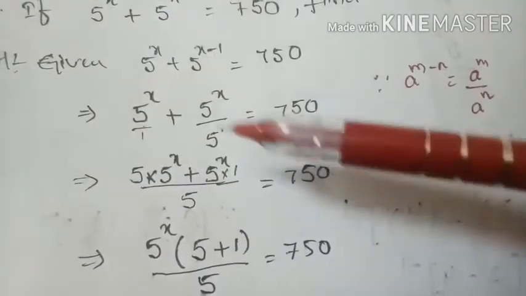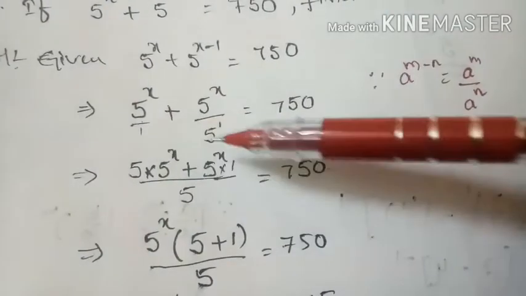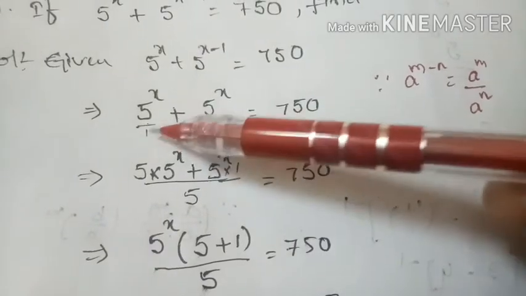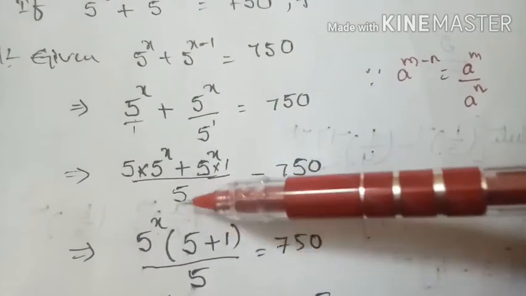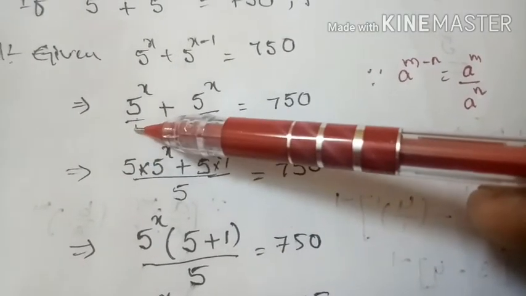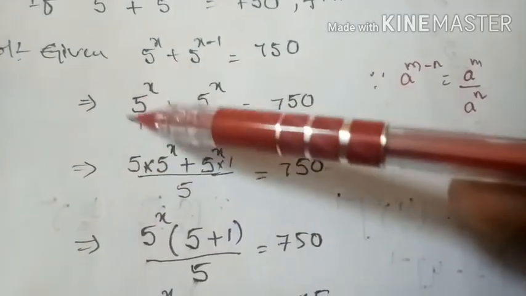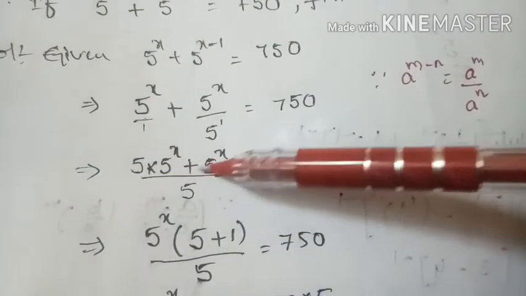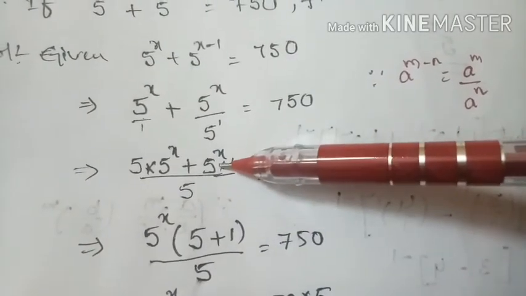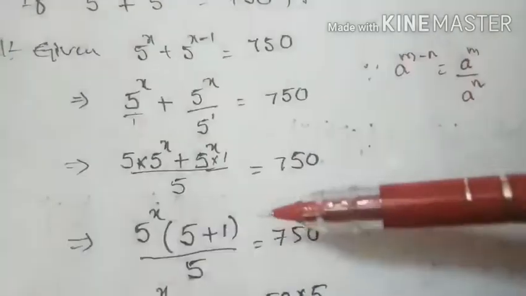Now I take the LCM of these two. So what is the LCM? Nothing there, so take 1 and 1 and 5. What is the LCM of these two? 5 only. So 5 into, in the numerator what will come? See, 1 how many times? 5 times, into numerator is 5x. So 5x plus 5, how many times will you get 5? 1 time, into the numerator 5x. Okay, 5x is equal to 750.